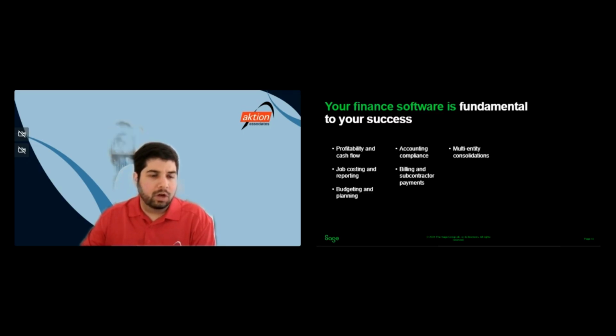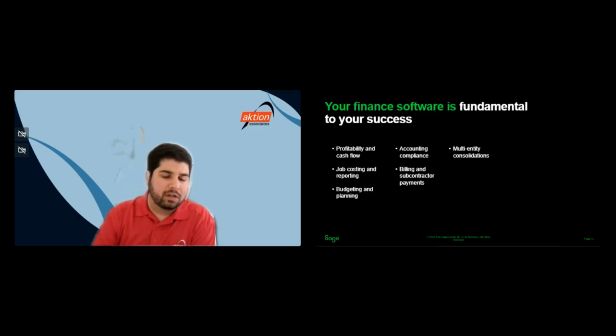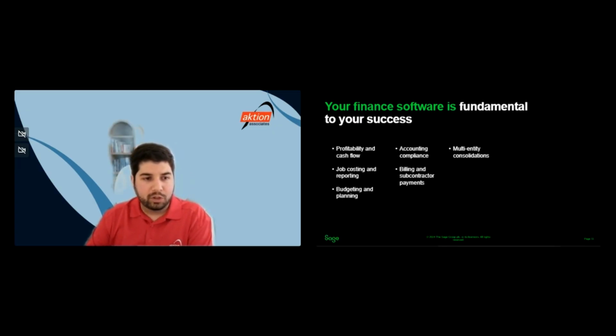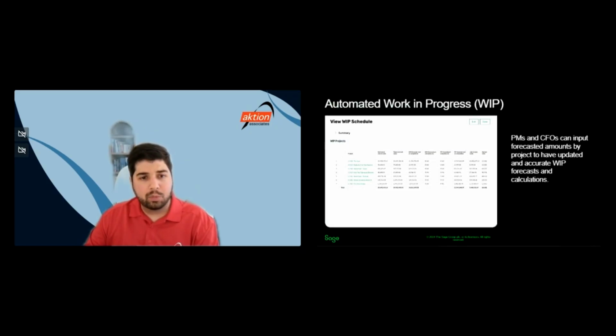A few things to note from financial software. This is really your core ERP platform, showing your profitability, job costing, budgeting, planning, compliance, billing and subcontractor payments, as well as multi-entity consolidations. I'll show you the automated WIP process. Here's kind of a quick screenshot of it. You'll be able to input your PMs and your CFO forecast amount to cost to complete and percentages within the system and go from there.